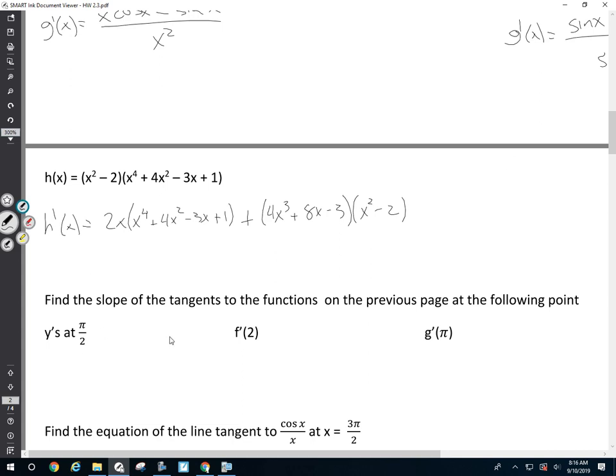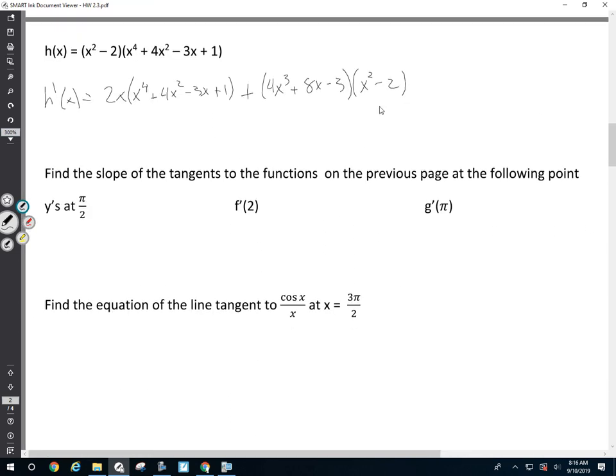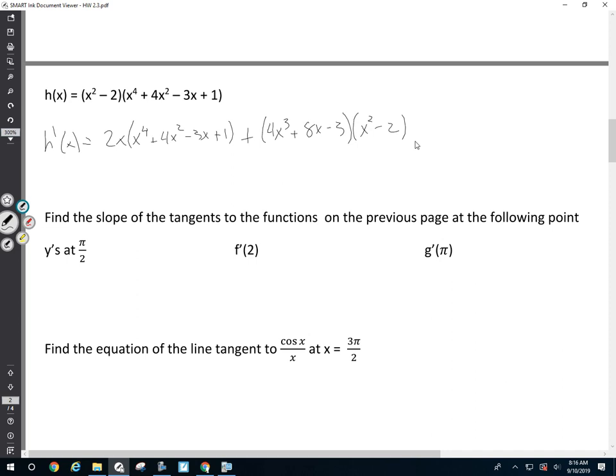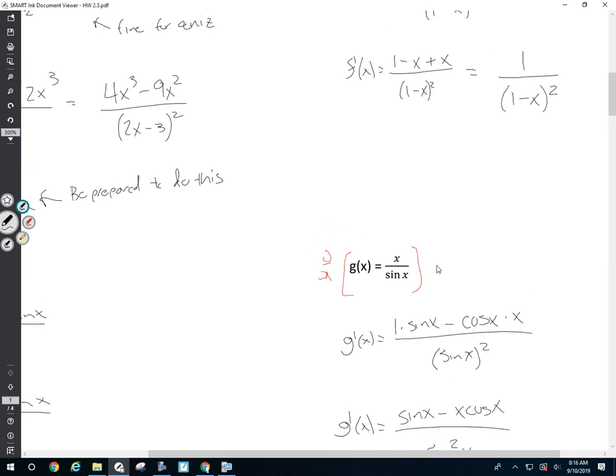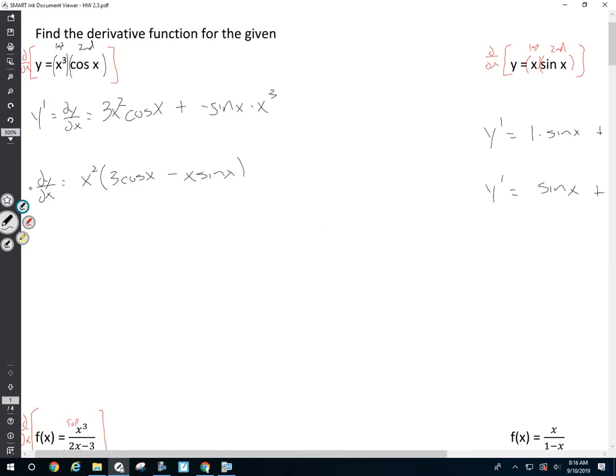Okay, find the slope of the tangents of the functions on the previous page at the following points. The y's at pi over 2. Where are my y's? All right, there's a y, there's a y. All right, fun. Here we go. So I'm going to write dy/dx at pi over 2. That'll be pi over 2 squared times 3 cos pi over 2 minus pi over 2 sine pi over 2. Okay, this is cool. I'm going to write it as pi over 2 squared still. I'll tell you why in a second.